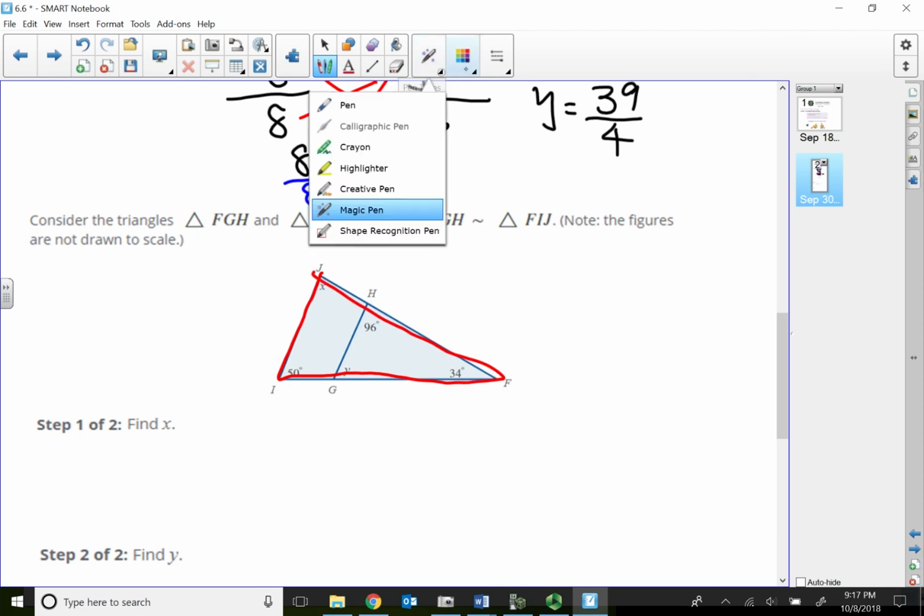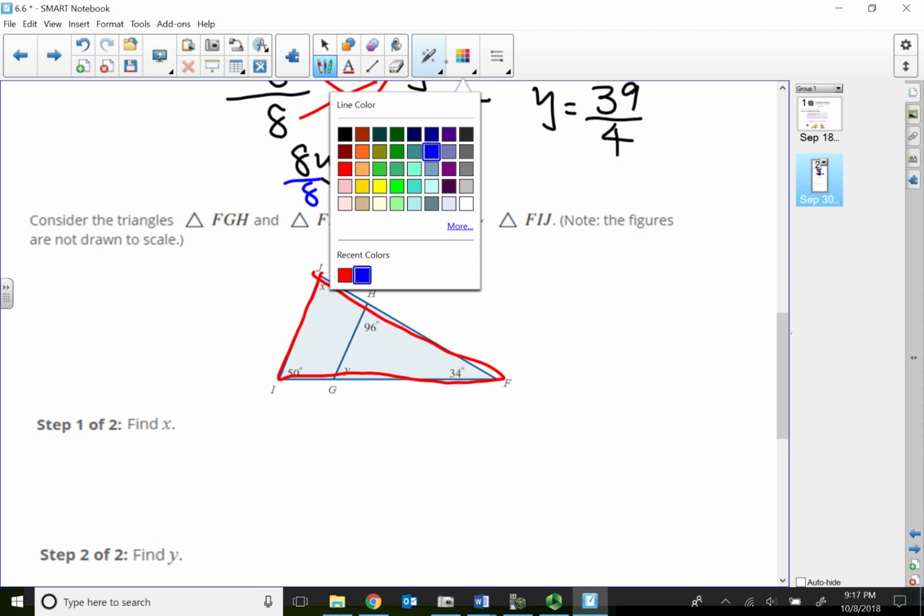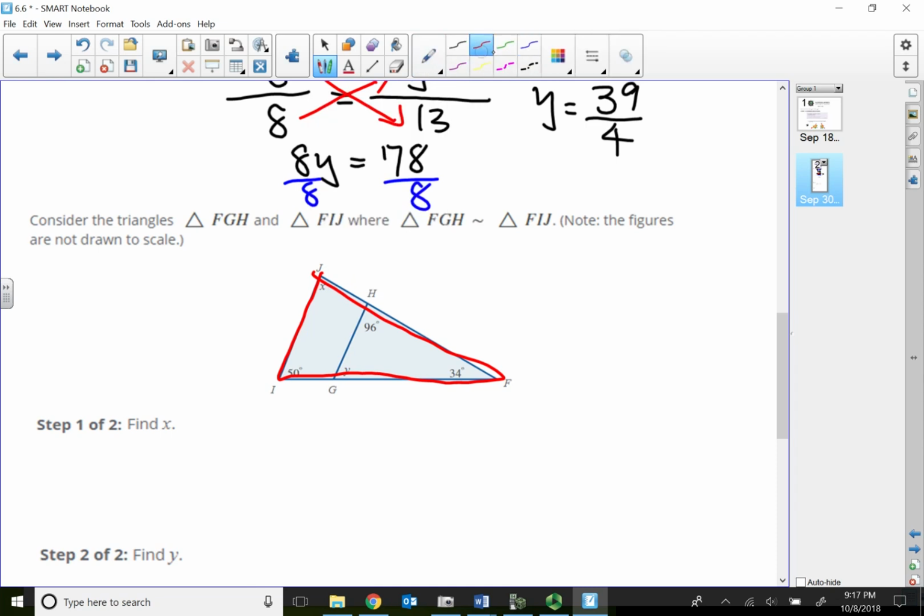What you notice here is both triangles share the same F right here. Just by the picture, most of us can tell that the J corresponds with the H, and the I corresponds with the G.